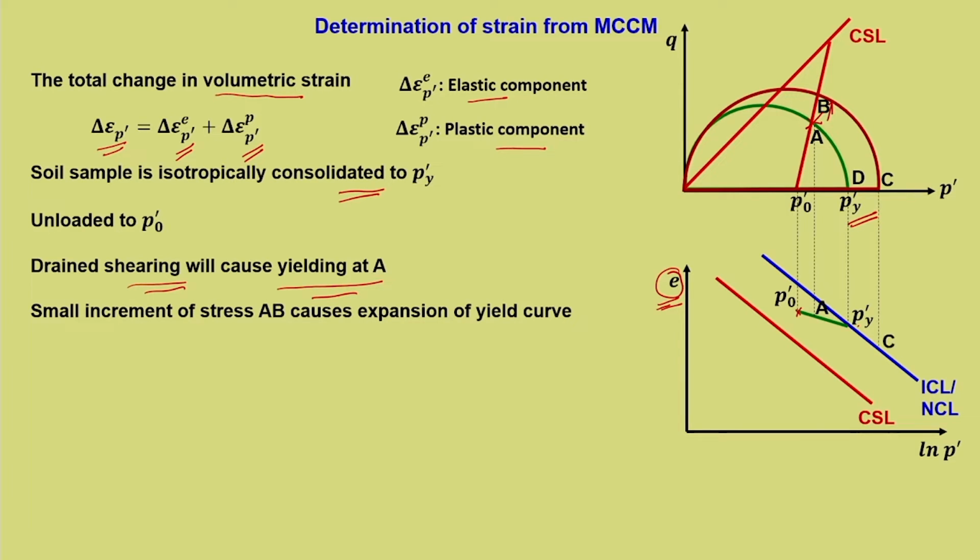So, then the expanded yield curve, the moment it crosses the point A, then it becomes expanded yield curve C. So, that is again plotted as C in e-ln p dash plot. We also have an unloading line at C. For this particular condition, this is not important, but you will see why we have drawn this unloading line. So, this point B ideally can be represented on the unloading line of C.